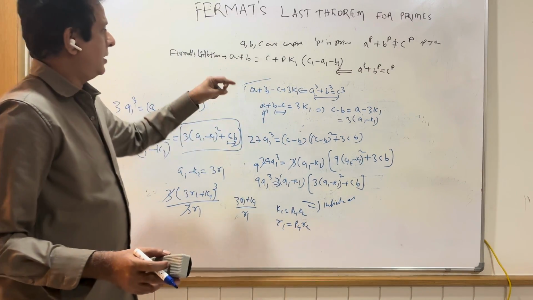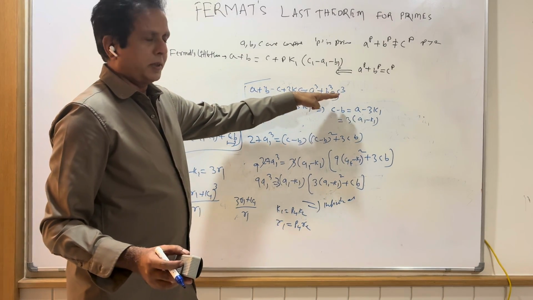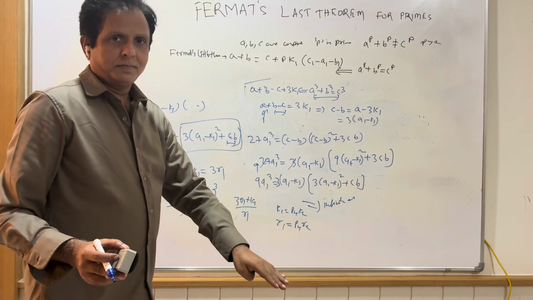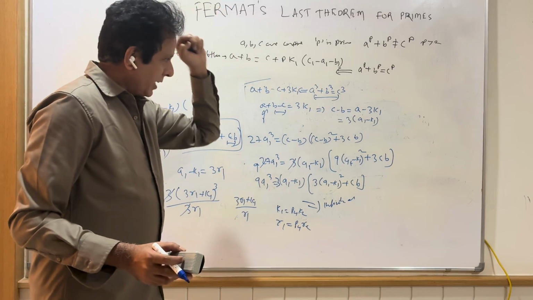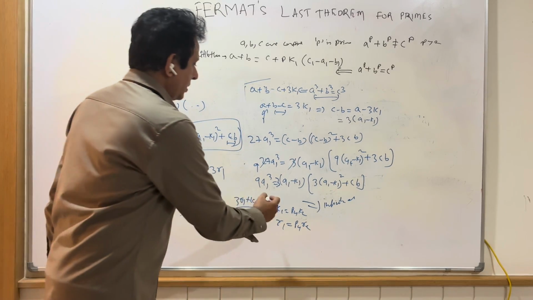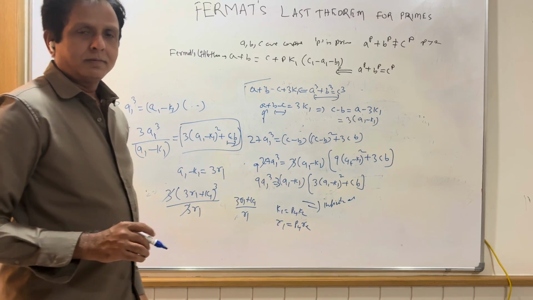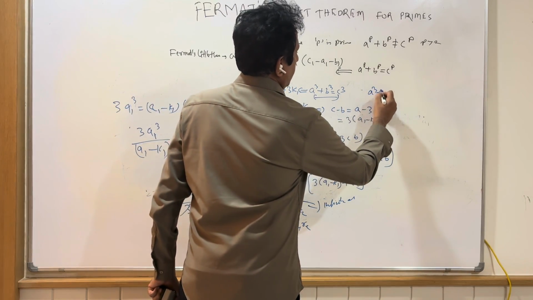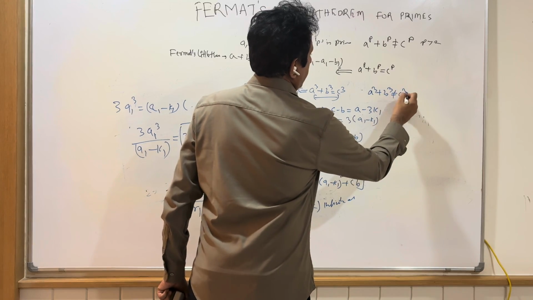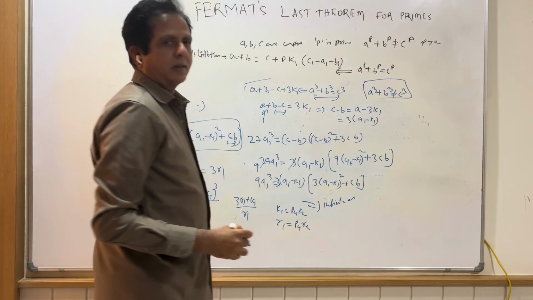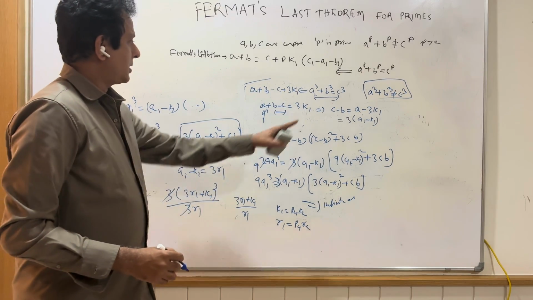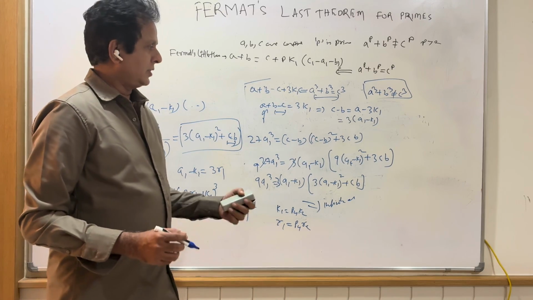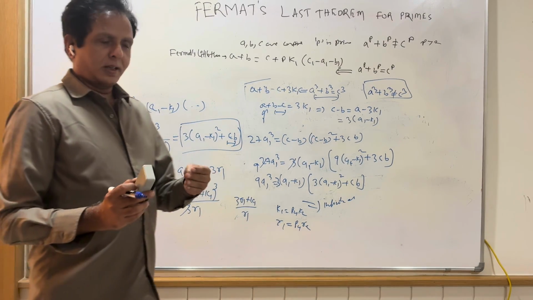What this means is that if a cube plus b cube is equal to c cube, then one of them should be a multiple of 3. If any of them is a multiple of 3, we end up with infinite descent. Therefore, we don't have any integer solutions. As simple as that, because we started with Fermat's little theorem. I hope you understand it.